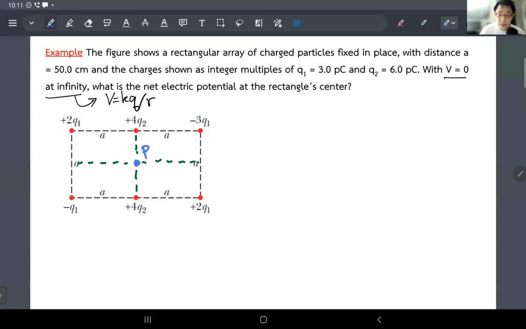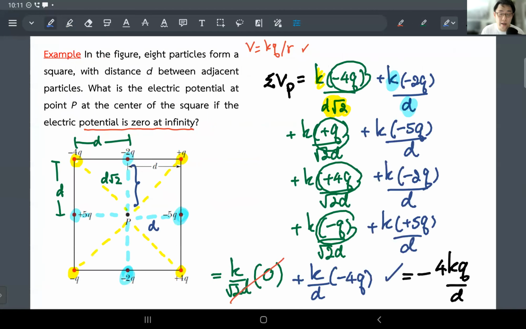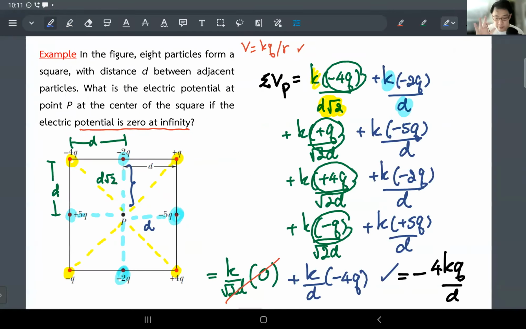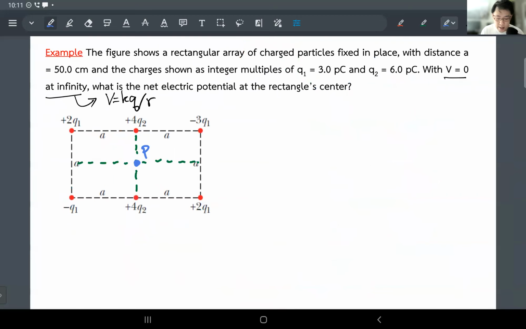This problem is exactly the one that we did last time. Same thing, right? We just redo it again. So now we have some experience already, so you can just go through one by one. Start from this positive 2Q1 on the upper left corner. It will contribute a little bit of potential at point P. And then you move on to the next one, 4Q2. You'll get some contribution there. And then you move on to the negative Q3, on and on, right?